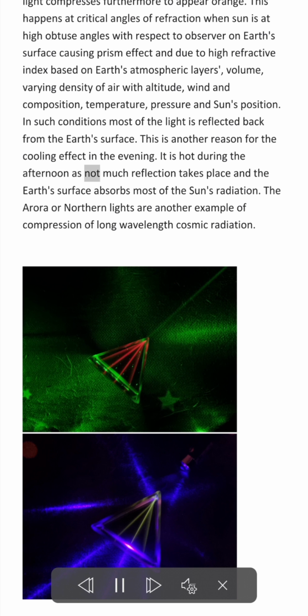It is hot during the afternoon as not much reflection takes place and the Earth's surface absorbs most of the sun's radiation. The aurora or northern lights are another example of impression of long wavelength cosmic radiation.